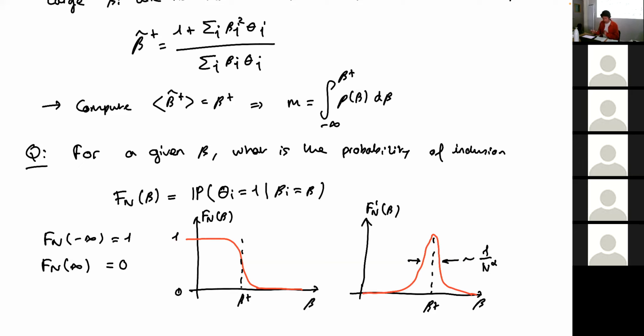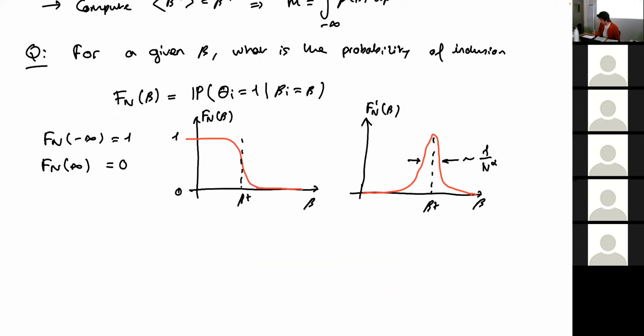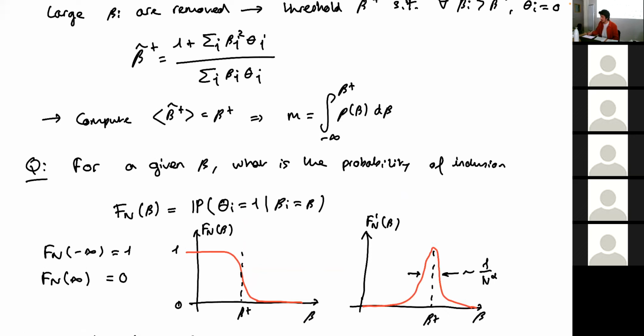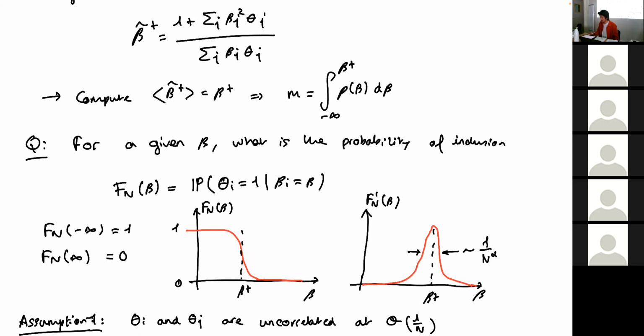Okay, and so this is going to be central for our study. Why? Because if we take a first assumption, which we can check at the very end, kind of with a cavity-like method, we suppose that theta_i and theta_j are uncorrelated, and bear with me, at order 1 over n. So they are obviously correlated to some degree, but we're going to conjecture that it's smaller than 1 over n. And so if we do this, it means that we can apply the central limit theorem to the sums that we had. So these sums of beta_j squared theta_j, and beta_j theta_j.